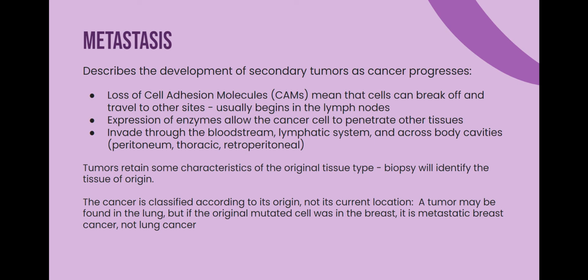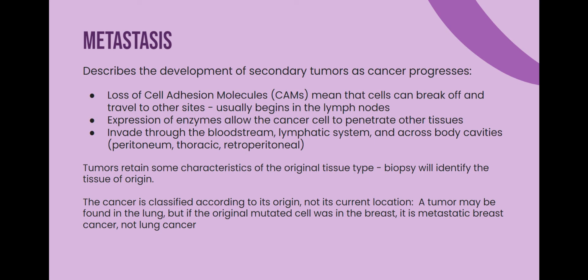Expression of lytic enzymes on the surface of the cancer cell will allow it to destroy the cell membrane and penetrate other tissues. They can break off and invade through the bloodstream and the lymphatic system. It's why we see cancers traveling to distant sites. It's how they get there.